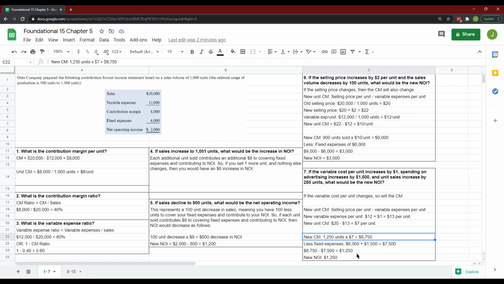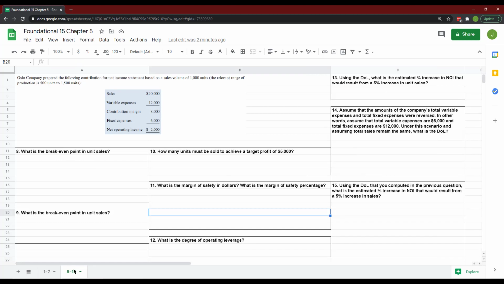So in this case, we would probably have to reevaluate and either just say no to these changes or figure out how else they might look to increase the spending in these areas so that the net operating income actually increases above $2,000. Because if it doesn't go above $2,000, none of these changes would be worth it. Okay?